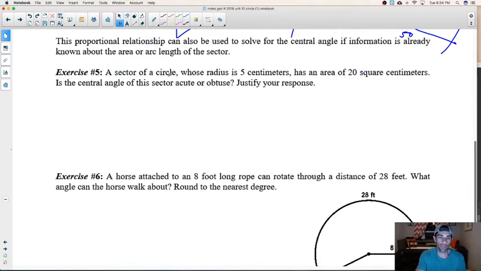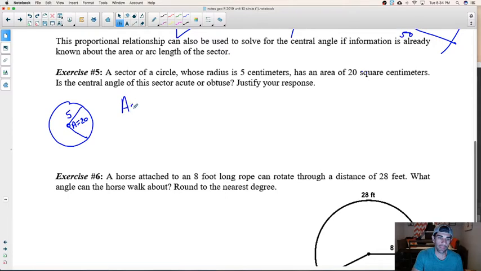So a sector of a circle whose radius is 5. So let me draw a circle. I'll draw a sector. I don't really care what it looks like. The radius is 5, and it has an area of 20 square centimeters. So the area, not of the whole entire circle, but just this sector is 20. Is the central angle of this sector acute or obtuse? So we're looking to try and figure out what that central angle is.